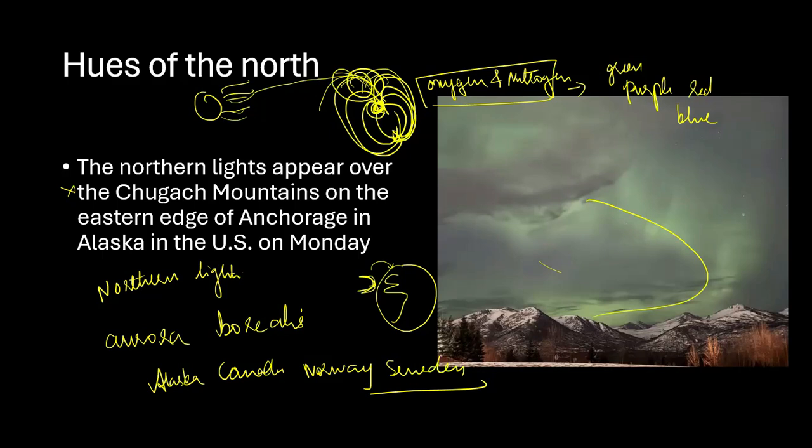The southern counterpart of the aurora borealis is called aurora australis, or the southern lights. So this is called northern lights or aurora borealis, and the southern part is called southern lights or aurora australis. So these are some of the important topics that we have.